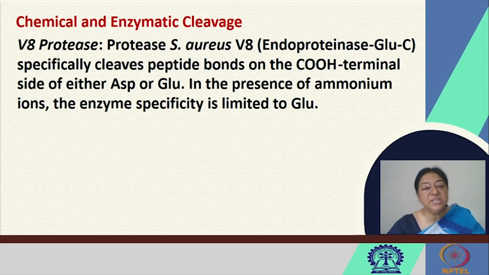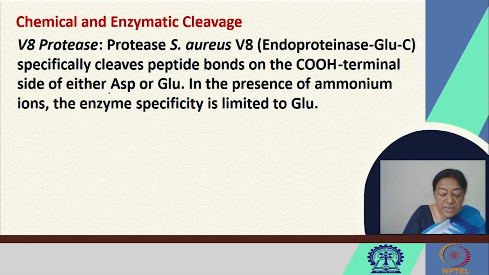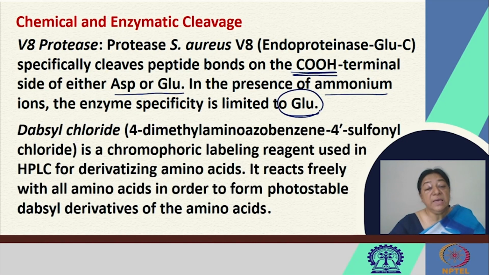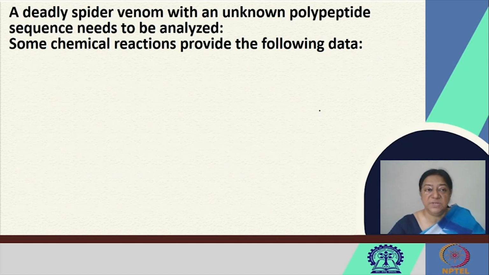So here we have the V8 protease, which, as was mentioned, can cleave on the carboxyl side of aspartic or glutamic acid, and in the presence of ammonium ions it is limited to glutamic acid. Again, we have another method, dansyl chloride. This is again a labeling agent, a chromophoric labeling agent that is used in HPLC for derivatization of amino acid residues, and it reacts freely with all amino acid residues and gives us photostable derivatives. So this can also be used to identify the N-terminus.